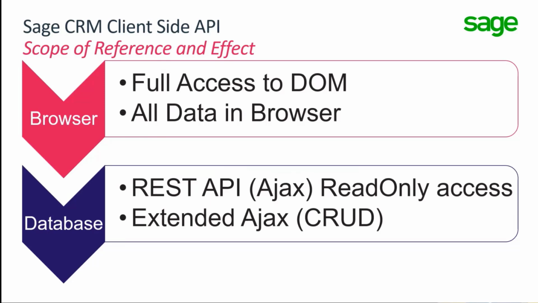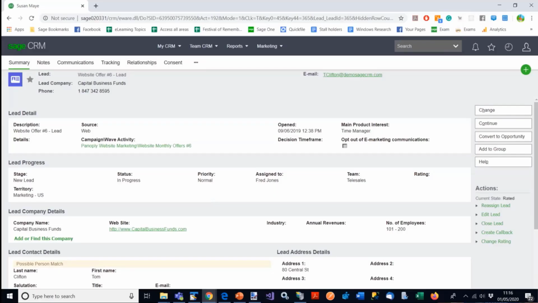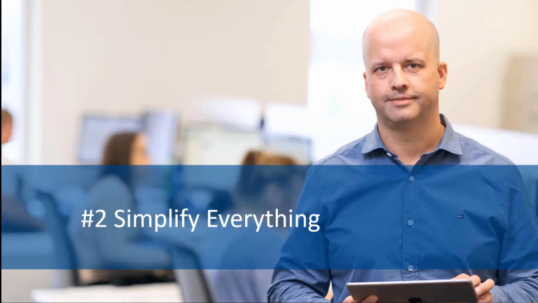Now, there is a so what in this. Surely everything I've shown you so far can be done using plain old JavaScript. Why do I need a specialized API for this? And whether in fact do I need a specialized API? Well, it is all really about what advantage the API gives. Consider this screen. What you can see here is a lead summary screen, and the API simplifies everything.